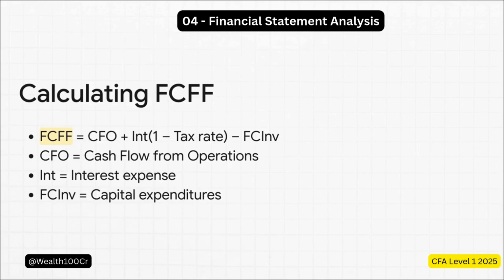So how do we calculate it? Well, the most direct way starts with a number we already know: cash flow from operations, or CFO. From there, we just need to make two key adjustments. First, we add back the after-tax interest expense. And second, we subtract the money the company spent on capital expenditures, which we call FCInv, for fixed capital investment.